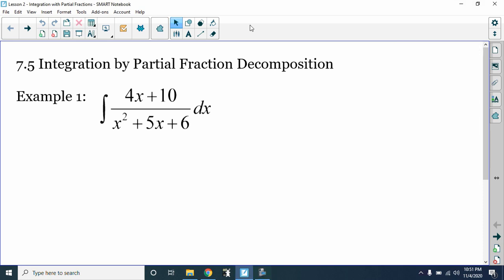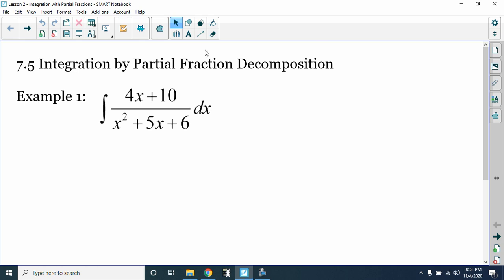Unit 4 notes, day 2. This is section 7.5 in your book. We're jumping around a little bit, talking about different ways to integrate. Now we are talking about integration by using partial fraction decomposition.